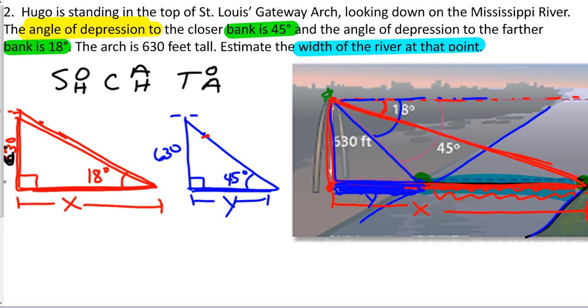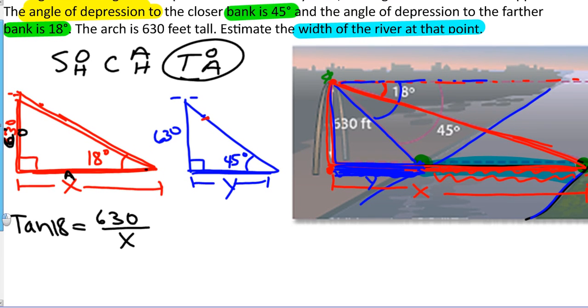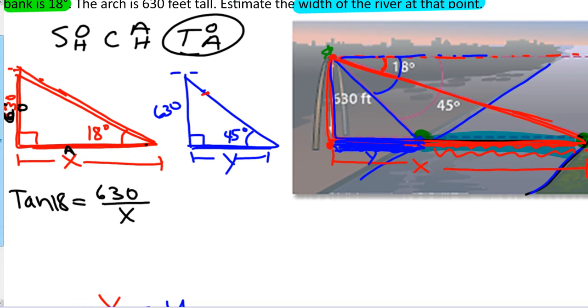Remember, we're going to label our triangle first. So from my angle down here, the angle that I know, my 18 degrees, I've got 630 as my opposite side, and the side I'm looking for is my adjacent side. And if I'm using opposite and adjacent, I'm looking at this one right here. So we should be using our tan ratio. Tan of my angle, 18, equals my opposite over adjacent, so 630 over x. And we're going to solve that.